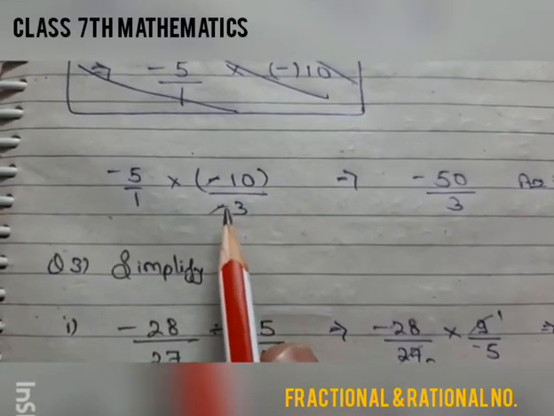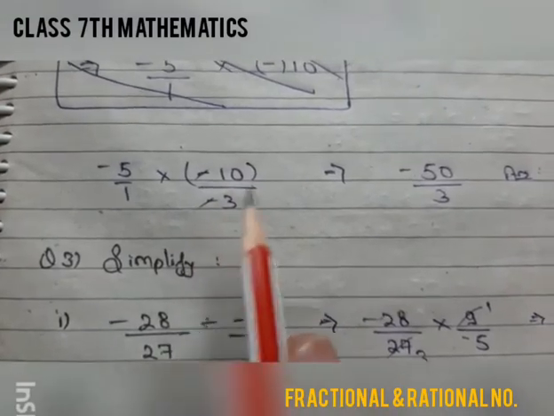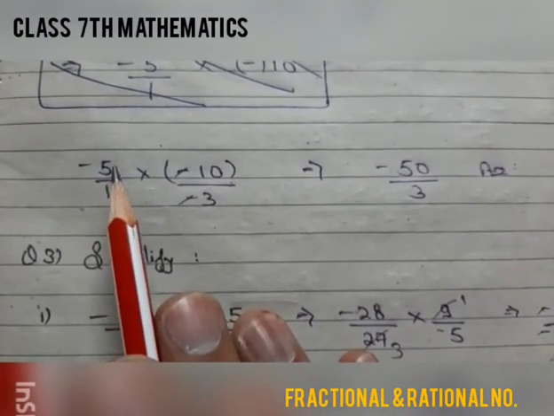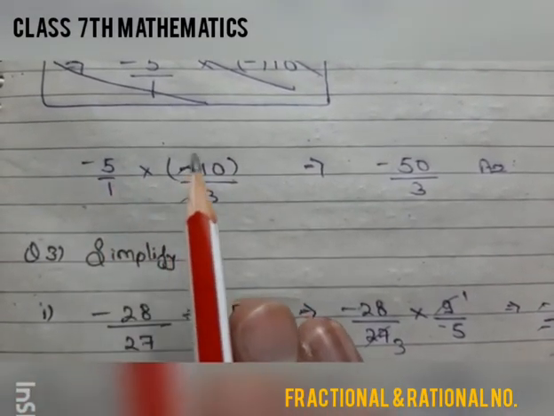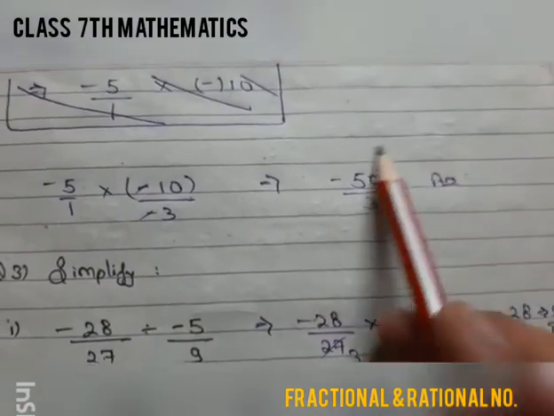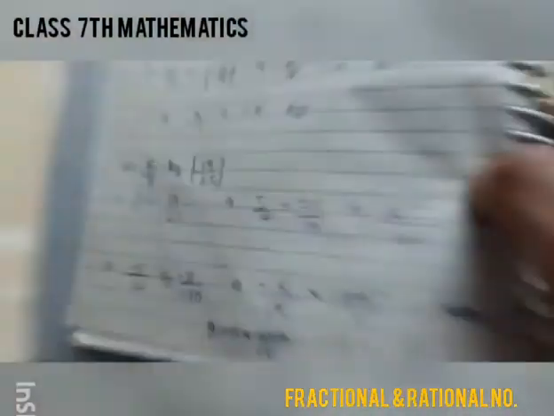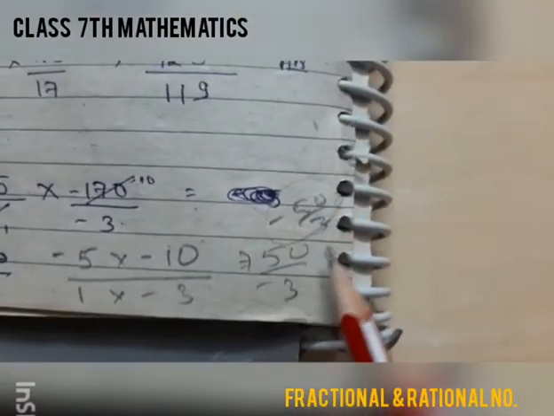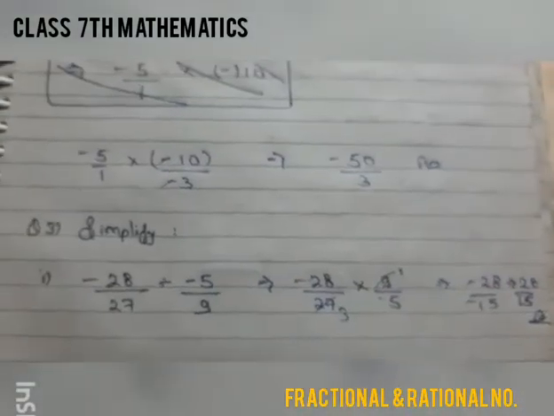Now since both are the same sign, they will be striked off. So we are left with minus 5 into plus 1, minus into plus, minus 50 upon 3. This is the answer C. Here also this answer is coming, and here also minus 50 upon 3. Minus 50 upon 3, okay.